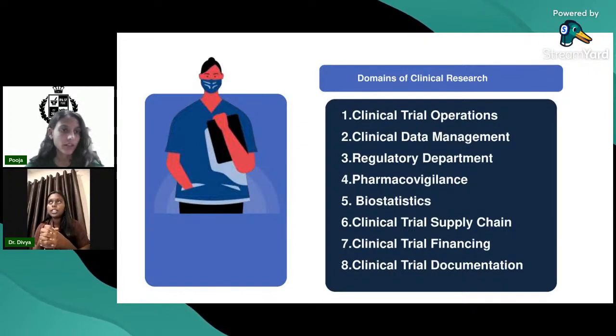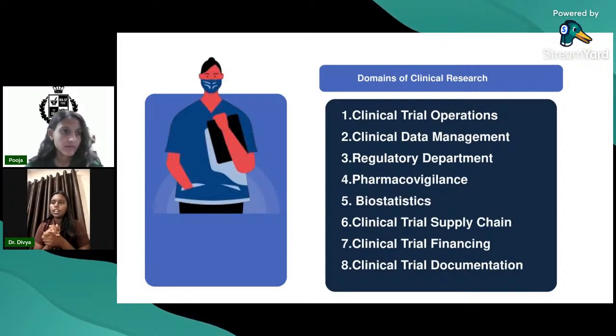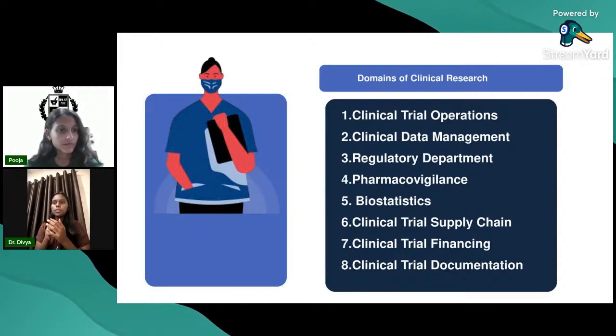So these people will develop systems for data management and data collection. In the next slide, I will explain in detail exactly how the data is managed. But basically, these people work around the electronic data.